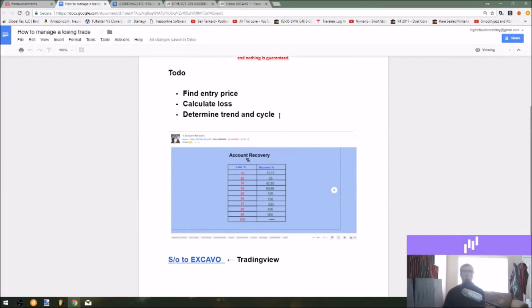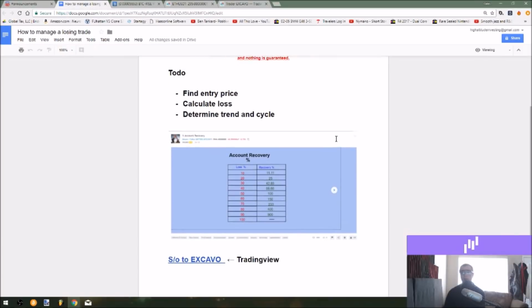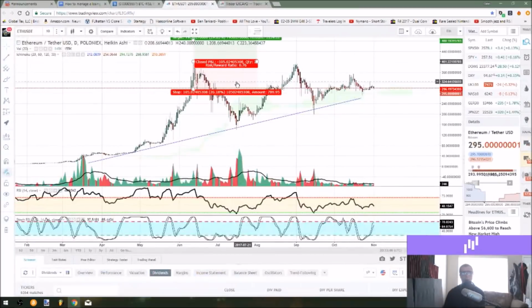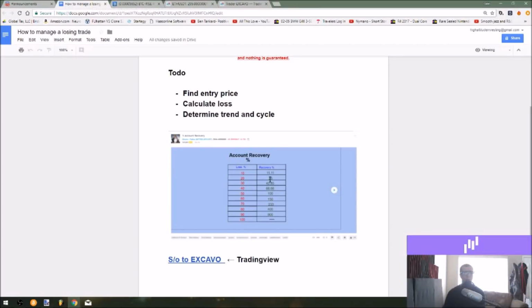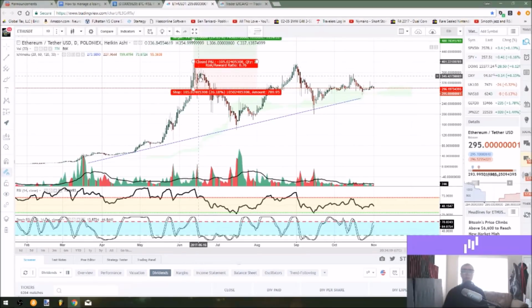So if we look at our cheat sheet, which shout out to XCavo on TradingView, by the way, here's the TradingView link for making this little cheat sheet, but it's really just basic percentages math. On Ethereum, we'd be down 26% on our entry, which means we would have to recover a little over 30%. So we'd have to make a 30% winner to recover on that, which in cryptocurrency, every single trade that I make is at least 30%. I target that. So that's not too difficult.